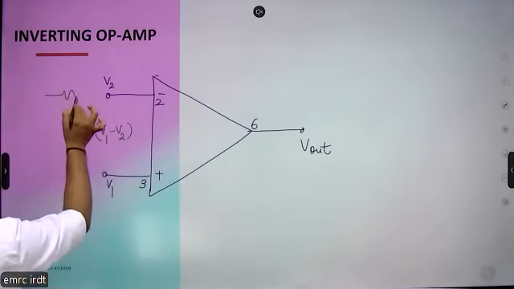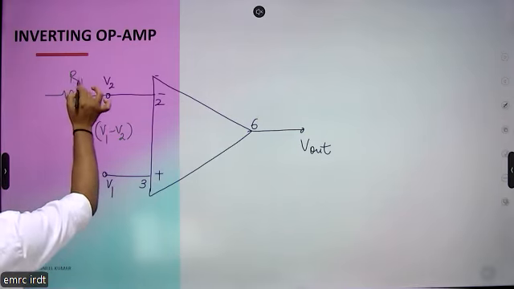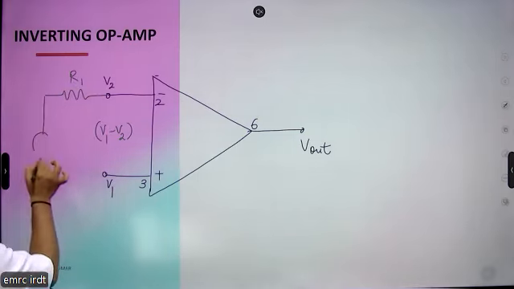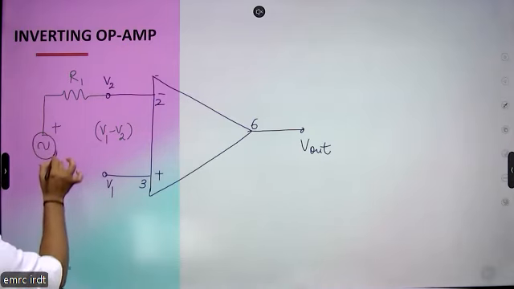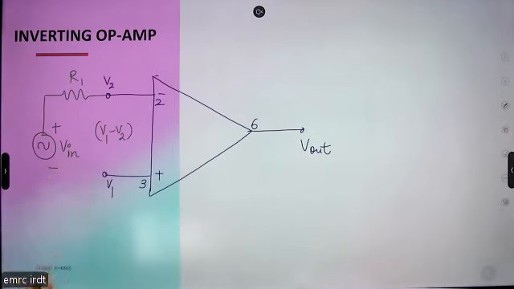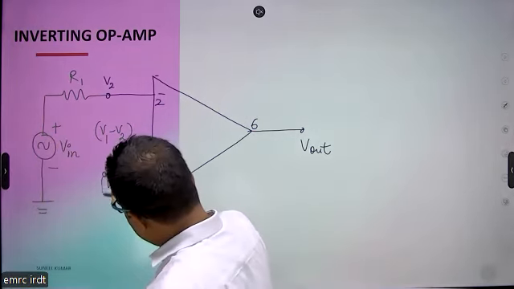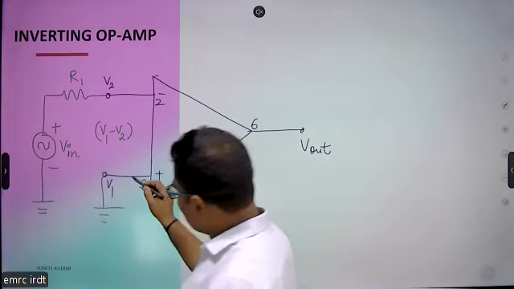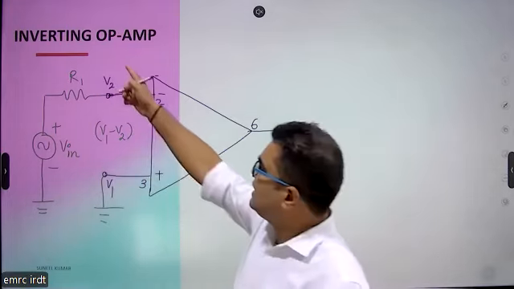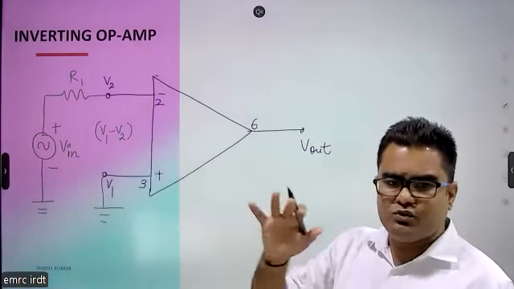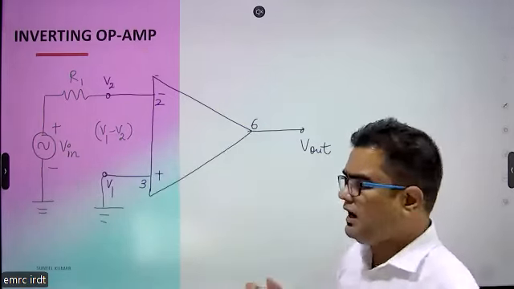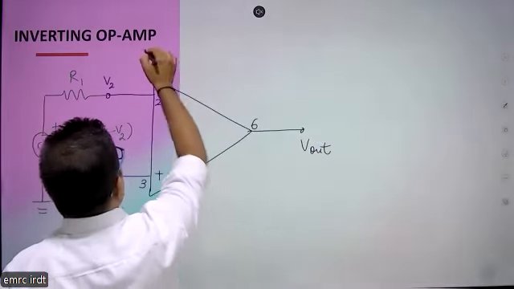We have connected a resistance, let's say this is R1, and we are going to connect a voltage source. This voltage is V input. As we have seen earlier, when we designed the non-inverting amplifier, we connected the voltage at the non-inverting terminal. Here V in is connected at the inverting terminal, and the non-inverting terminal will be grounded. Why is this non-inverting terminal grounded? Because we are making an inverting operational amplifier, so whatever input we apply should be at the inverting terminal.